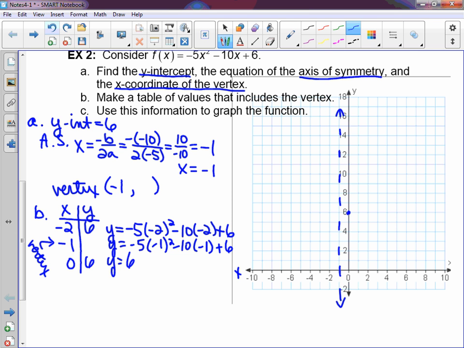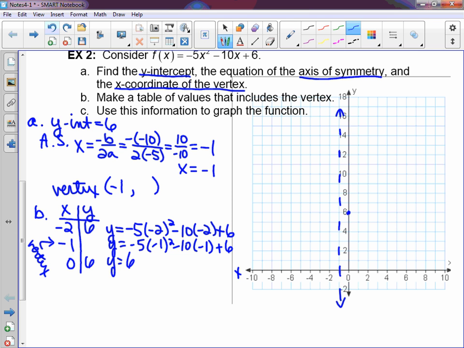Because look, if you pick points on either side, the y should be the same if you pick the same distance. What is it when it's negative 1? When x is negative 1, what's y? Try it again. Wait, why was it 0 and 6? That becomes 0, that becomes 0 if I put a 0 in there, and all I have left is plus 6.